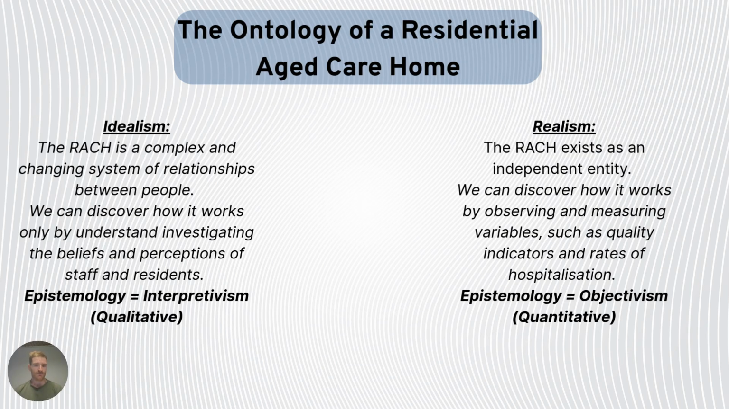Whereas the idealist will come in and say that, no, it's a complex system of relationships between people. We can't understand what's going on in this home purely objectively by observing what's happening, because it doesn't exist objectively. We need to get into the facility. We need to talk to people. We need to analyze their perspectives and immerse ourselves in it and understand how the people in there interpret their own world. So we have an interpretivist epistemology, whereas the realist will come in with an objectivist epistemology.